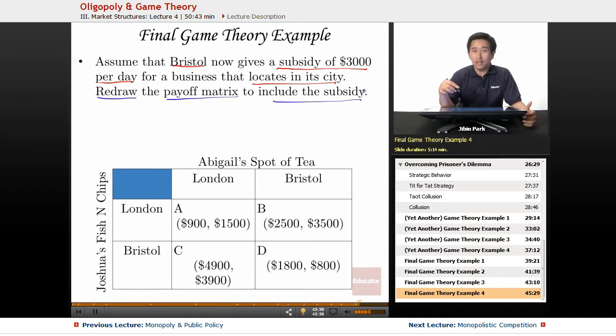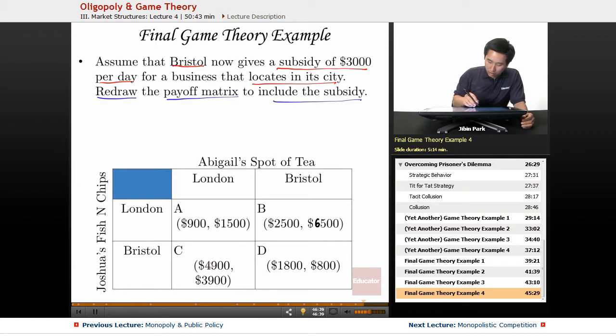And we know that Bristol is going to want to encourage businesses to come in there in that particular city. So if Joshua chooses London and Abigail chooses London, well, guess what? They're stuck with the $900 and $1,500 profit. No subsidy given here. Now, if Joshua chooses London and Abigail chooses Bristol, then you're going to add $3,000 to this amount here. So we're going to go ahead and put in $3,500 plus $3,000. So $6,500 now.